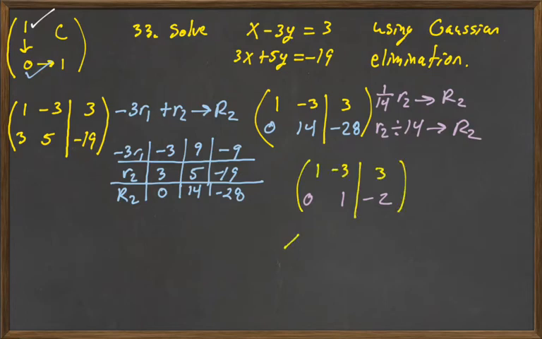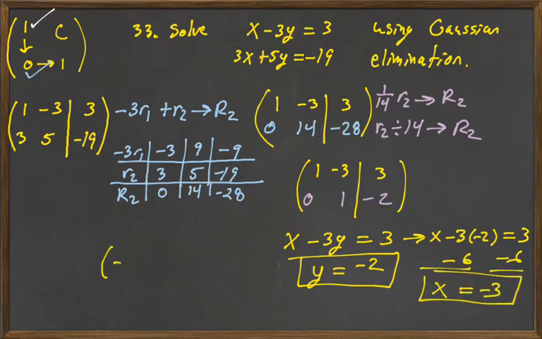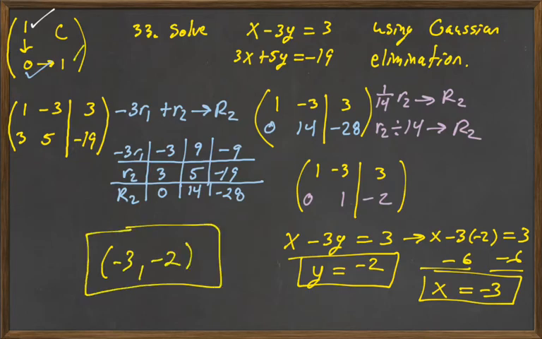Okay? So the top equation represents x minus 3y equals 3, and the bottom equation represents y equals negative 2. Okay, so now we're going to back substitute: x minus 3 times, and then y is negative 2, and that's going to equal 3. So negative 3 times negative 2 will be positive 6, so we're going to subtract 6 from both sides, and we're going to get x is equal to negative 3. So our ordered pair as a solution is negative 3 and negative 2. Okay. All right, and we've performed the Gaussian elimination.